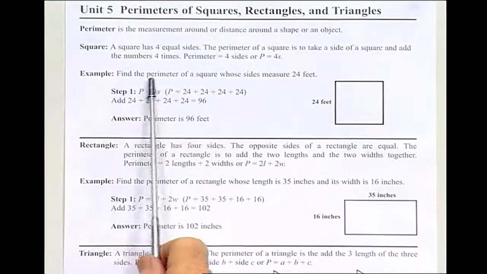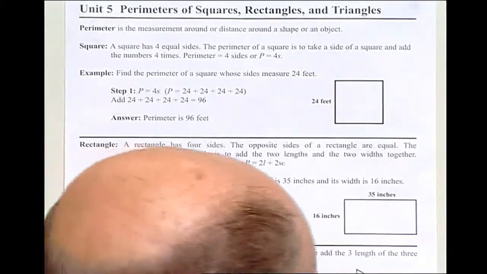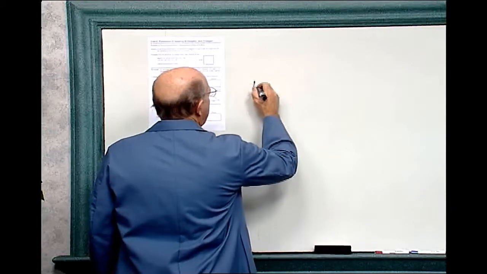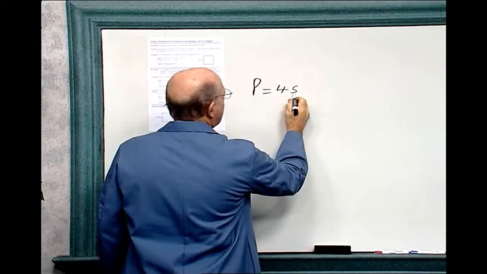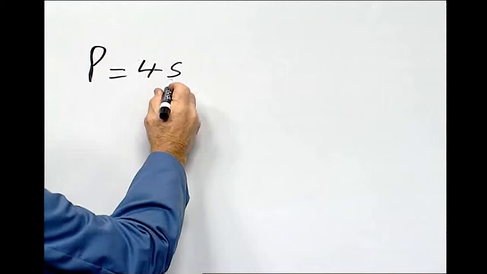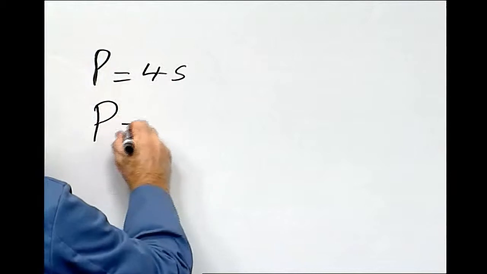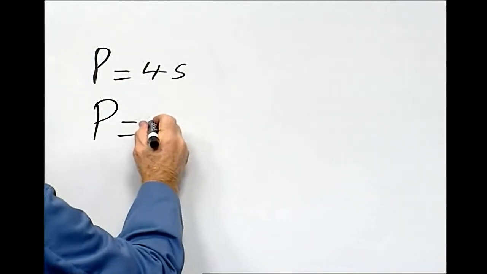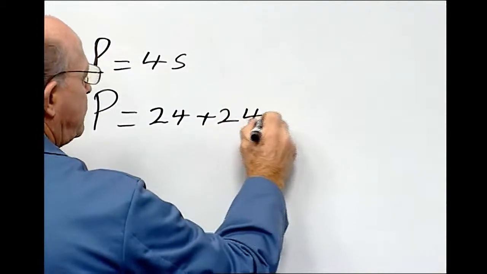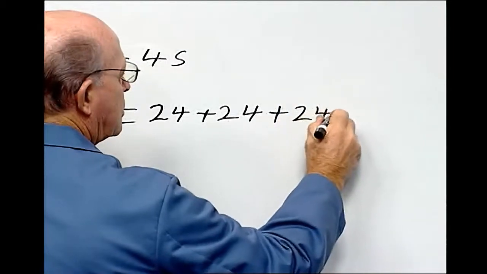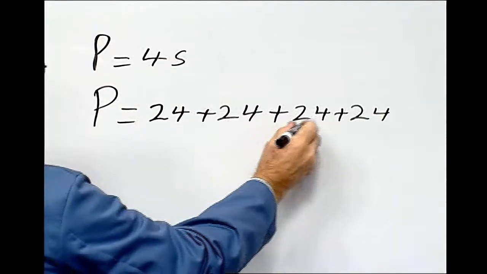And the example is, find the perimeter of a square whose sides measure 24 feet. Let's do the math. So the perimeter of a square, P equals 4S. And S is a symbol for the side. Remember, a square has 4 equal sides. So P equals 4 S's. It's 24 feet is the side, so it's 24 plus 24 plus 24 plus 24. So that's 4 sides. 1, 2, 3, 4.